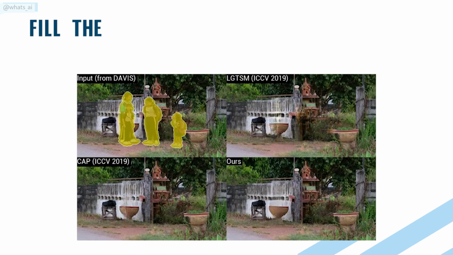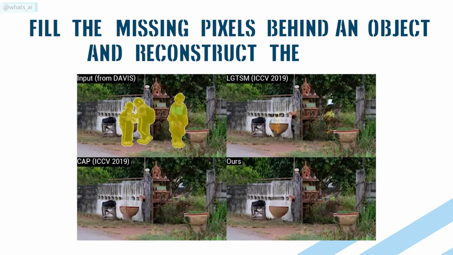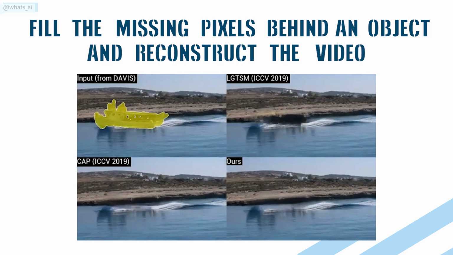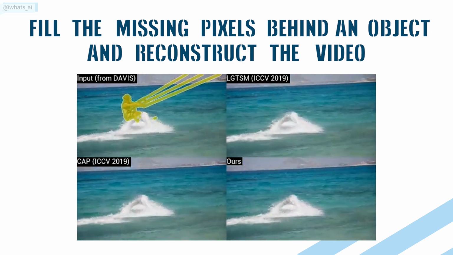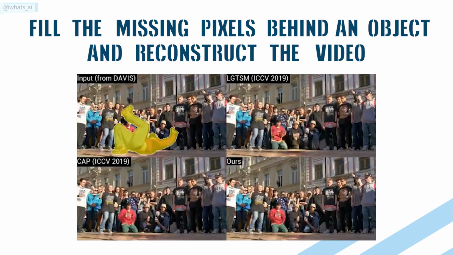This AI can fill the missing pixels behind a removed moving object and reconstruct the whole video with way more accuracy and less blurriness than current state-of-the-art approaches. Let's see what this AI is really capable of and how the researchers achieved that.